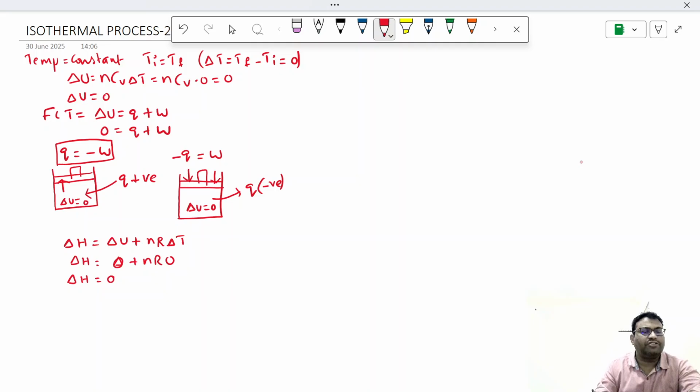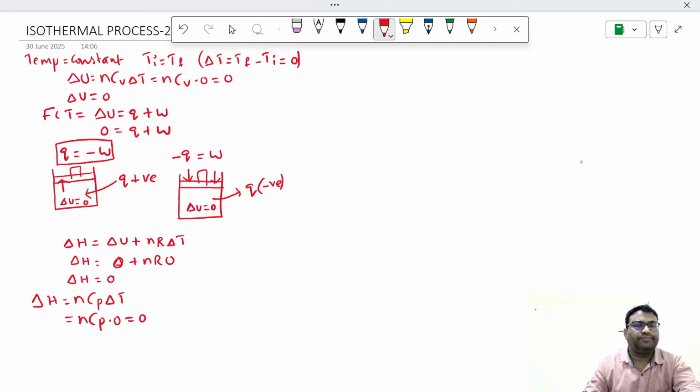In another way, we can also write delta H is equal to n Cp delta T. n is number of moles, Cp is heat capacity at constant pressure. Again, delta T is equal to 0 according to isothermal process, so n Cp into 0 is equal to 0. So delta H is equal to 0 and delta U is also equal to 0 according to first law, that is in isothermal process.